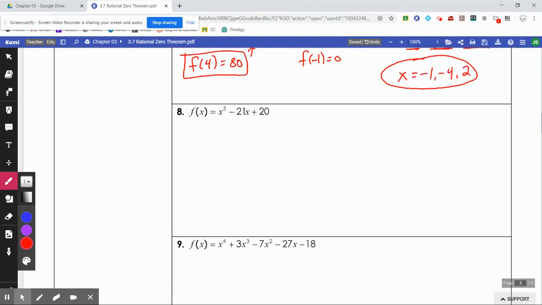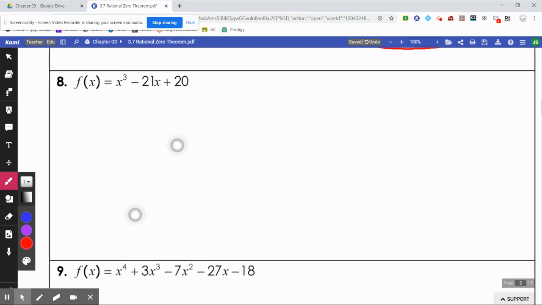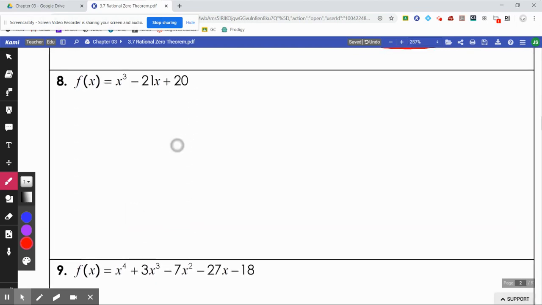Move on to number 8. Let me zoom in just a little bit. First step is to find all the possible rational roots, and we'll list them right here. Possible rational roots: we're going to do all the factors of 20 over all the factors of 1. Factors of 20 are 1, 2, 4, 5, 10, and 20 over positive or negative 1. So we're going to do 1 over 1, 2 over 1, 4 over 1. Instead of rewriting that whole thing again, hopefully we see that those are going to be the possible rational roots.